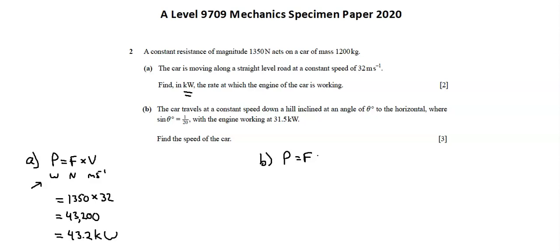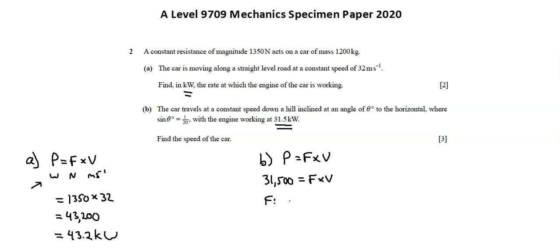Power equals force times velocity. Here I'm given the power, 31.5 kilowatts. In my equation, my units of measure is watts, so I'm going to use the value 31,500 equals force times velocity. I don't know either of these values. I'm going to start with force.